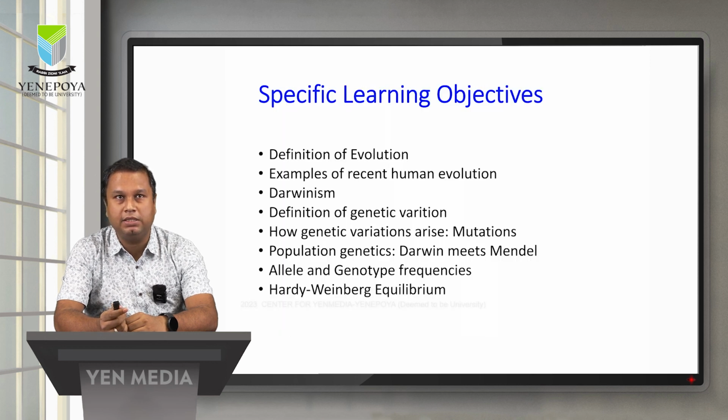Before going into the topic as such, we will talk about specific learning objectives that we expect you to learn at the end of this class. So we will first learn the definition of evolution in the modern perspective, examples of recent human evolution, then we will talk a little bit about Darwinism, then we will define genetic variation, then we will define how genetic variation arises, for example through mutations. Then we will talk about how population genetics, the field as such, came into place by combining Darwinism with Mendelian theories, then we will talk about allele and genotype frequency, and finally we will end our today's class discussing Hardy-Weinberg equilibrium.